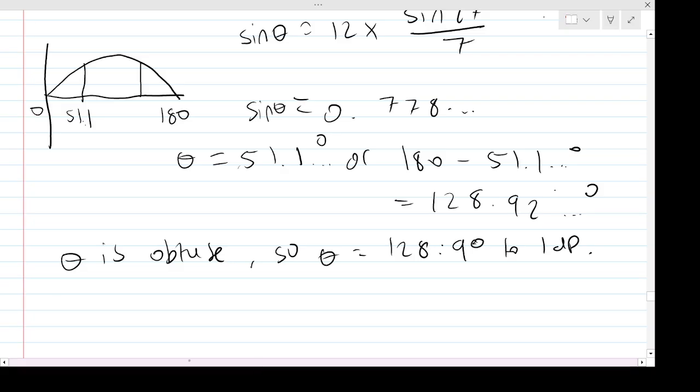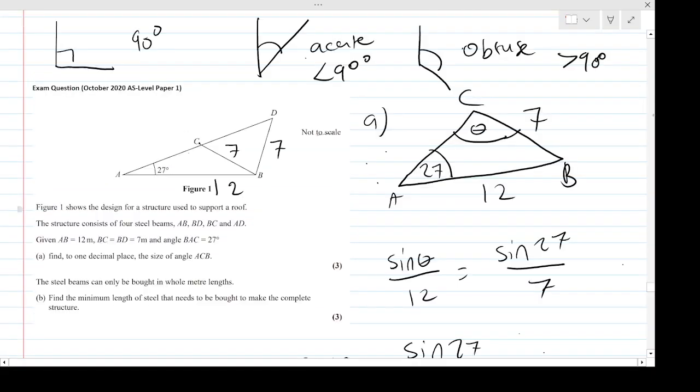Okay, part B then. So have a look at the other question, the other part. So it says the steel beams can only be bought in whole metre lengths. Find the minimum length of steel that can be bought to make the complete structure. So this is basically asking for the perimeter, so all the lengths of this whole triangle here. Basically all the lengths. Right. So what do we have?